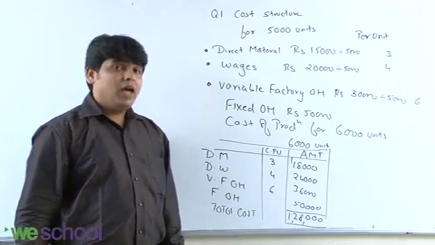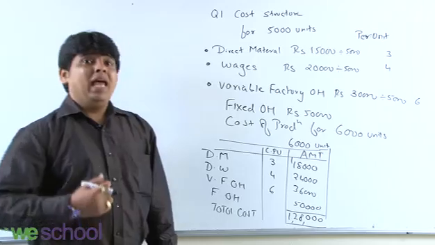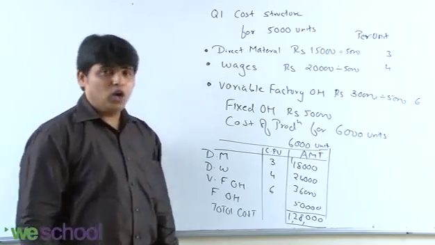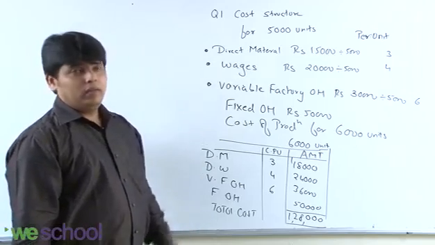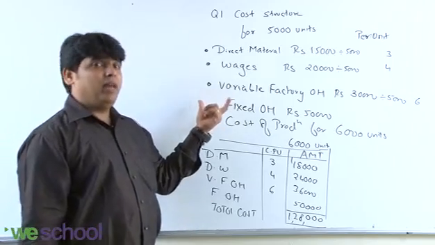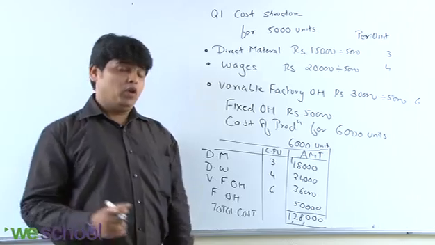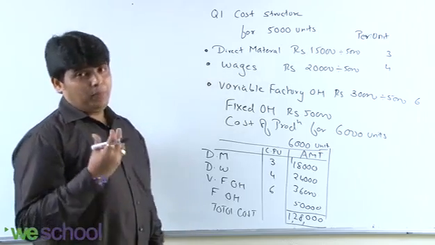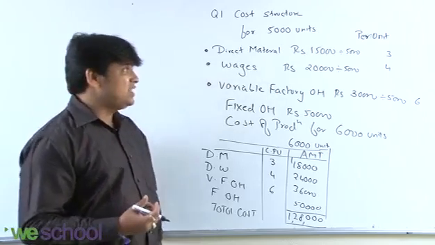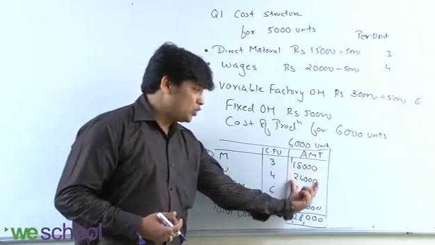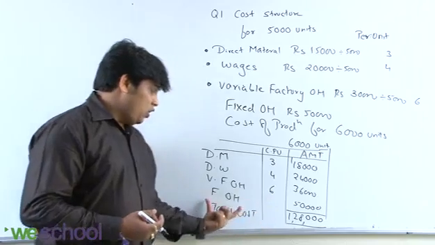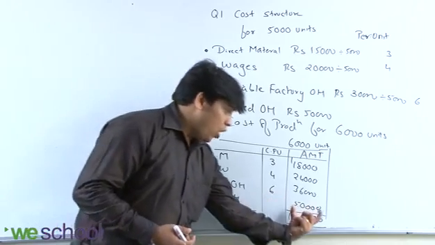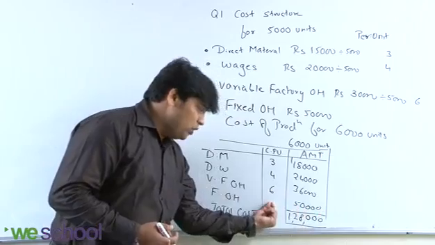So you understood how the classification helped me to calculate the cost of 6,000 units production with the help of the figures which I had and with the help of the features of variable cost and fixed cost. The speciality of variable cost is that the total amount will fluctuate, but per unit cost will remain the same. Whereas the feature of fixed overhead is total amount will remain fixed, the CPU will fluctuate.